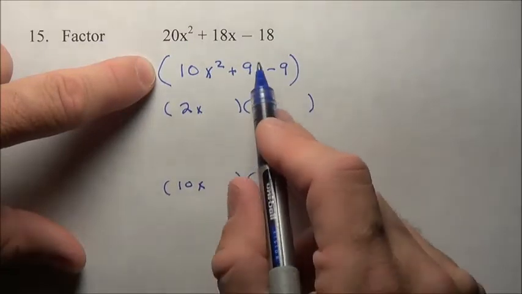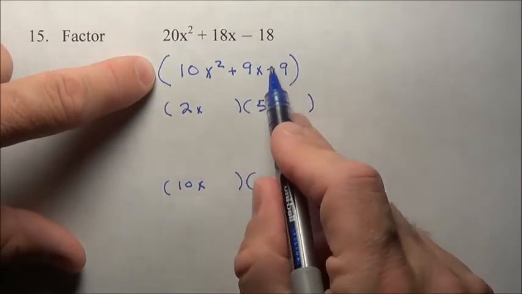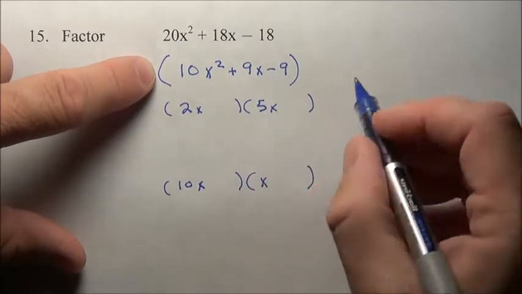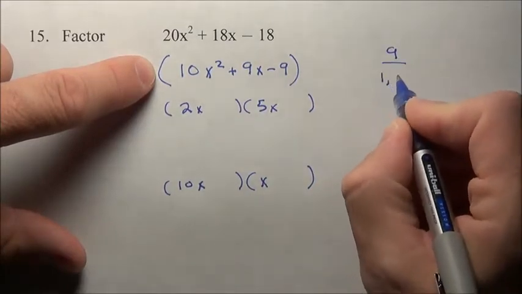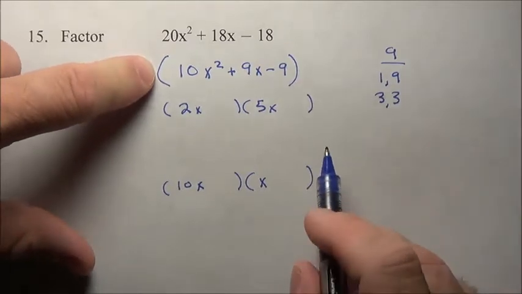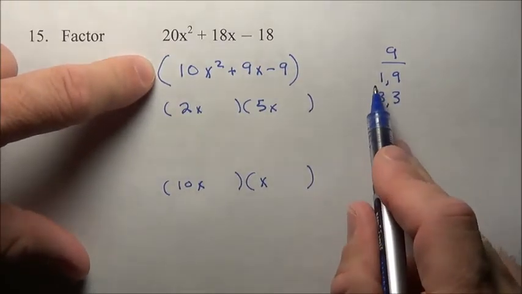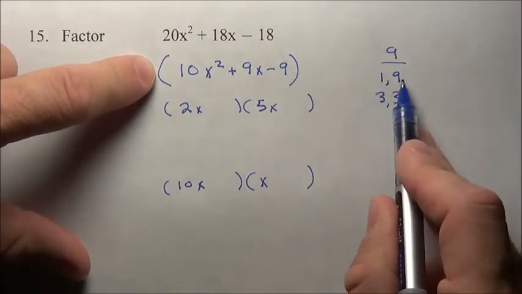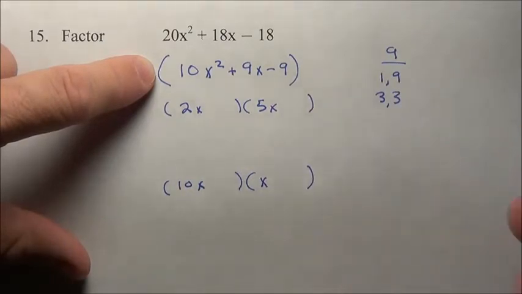Now I got to go back and play with this. What's going to give me this negative 9 here? Well, let's just think of the multiples of 9. 1 and 9, 3 and 3. So here are all the possibilities. Now since it's a negative 9, one of these is negative, one of them is positive. We're going to have to come back and play with that in a minute.